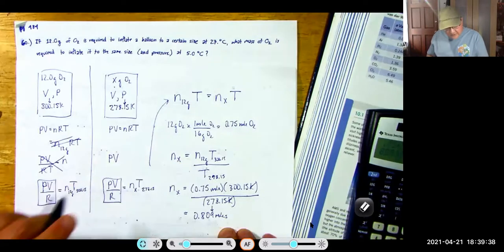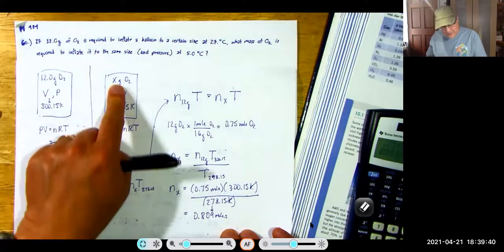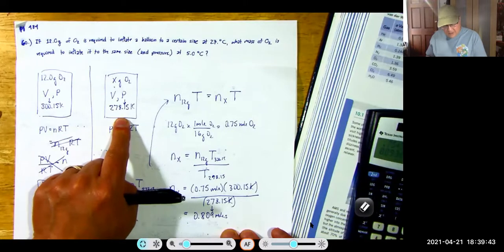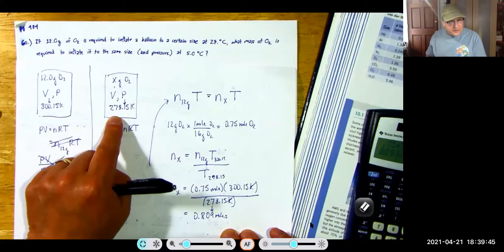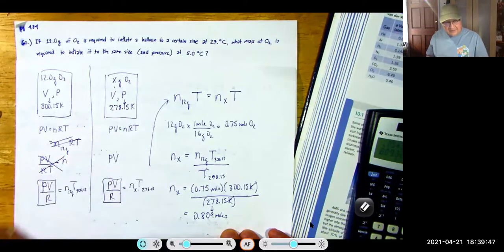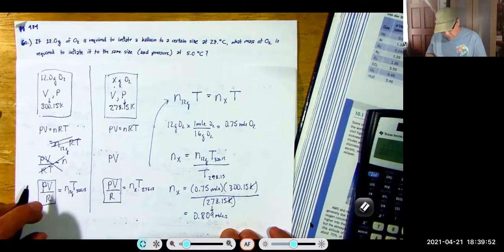So we actually need more moles of oxygen here to get the same pressure. And the reason for that, of course, is because we have a lower temp. So lower temp, less kinetic energy, which means you need more molecules to reach the same pressure. So we're almost home free.